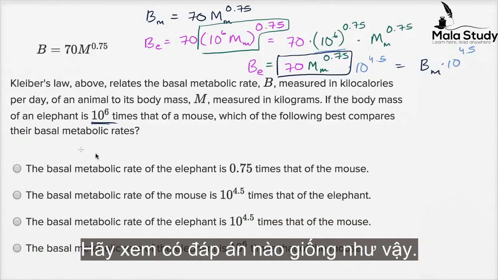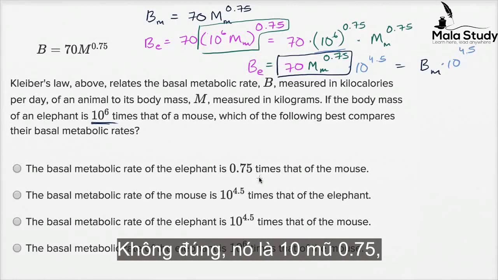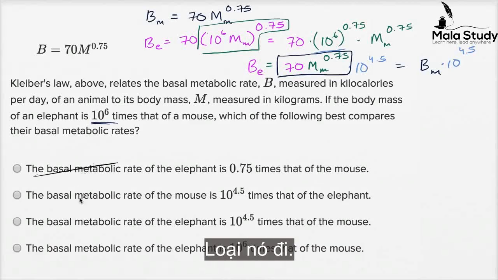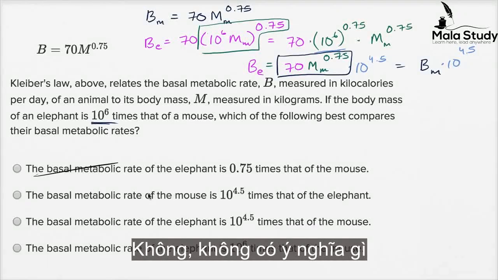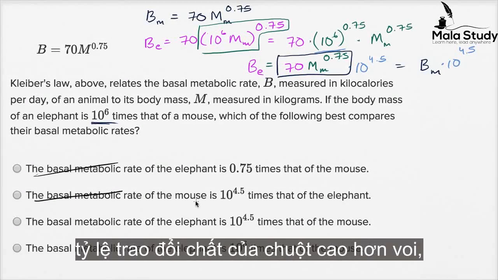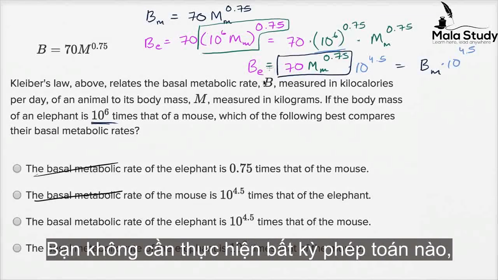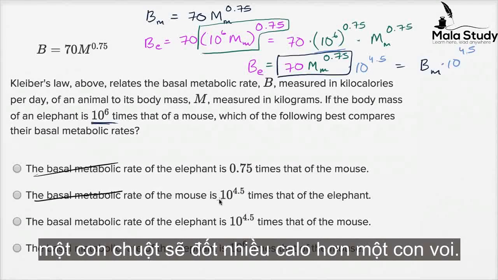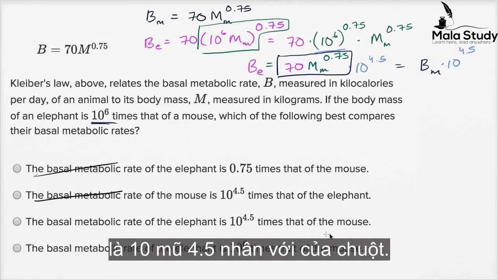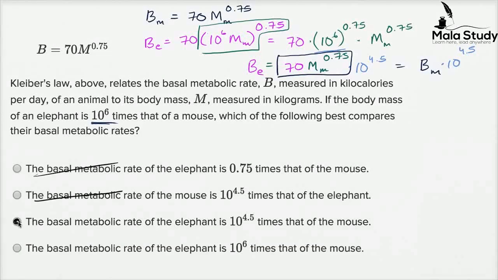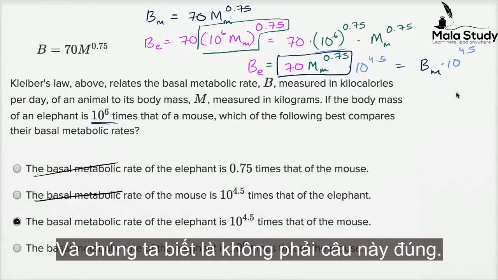So let's see if any of these choices say that. The basal metabolic rate of an elephant is 0.75 times that of a mouse. No, it's 10 to the 4.5 times that of a mouse. So let's rule that one out. The basal metabolic rate of the mouse is 10 to the 4.5 times that of an elephant. Nope, doesn't make any sense, because this is saying that the mouse has a higher basal metabolic rate, in terms of how many kilocalories per day it burns. You wouldn't have to do any math to say this seems crazy, that a mouse would burn more calories than an elephant. The basal metabolic rate of an elephant is 10 to the 4.5 times that of a mouse. Well, that's exactly what we came up with. The basal metabolic rate of an elephant is 10 to the 6th times that of a mouse. And we already know that that's not going to be the case.